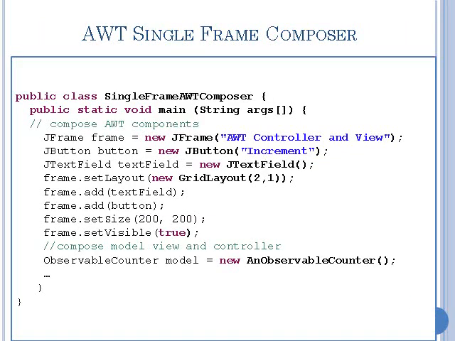And here's some code to make this all concrete. So I create a frame, I create a button, I create a text field, I add these to the frame, okay, just as I did before. I set size, I set visible. We have to set up the model view controller in our main. We don't know how to do that right now, so that's something to be deferred.